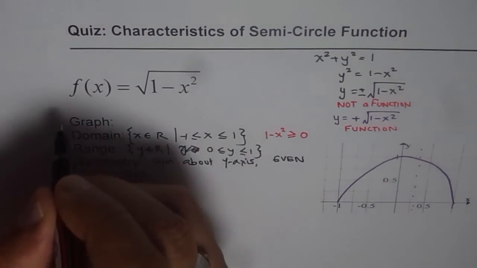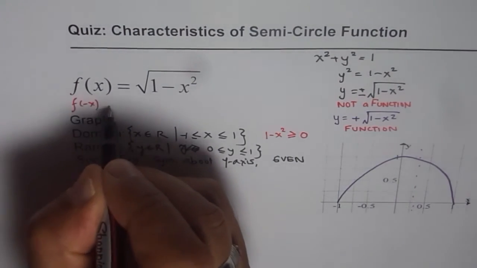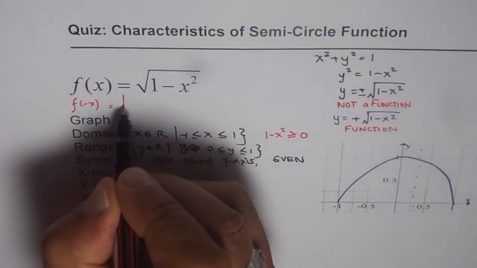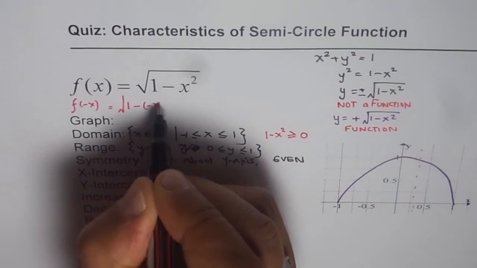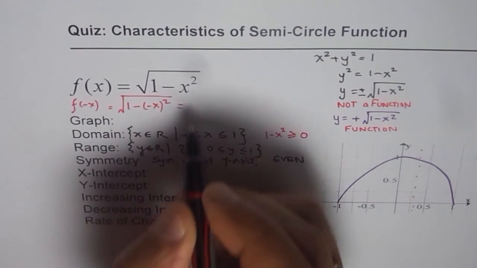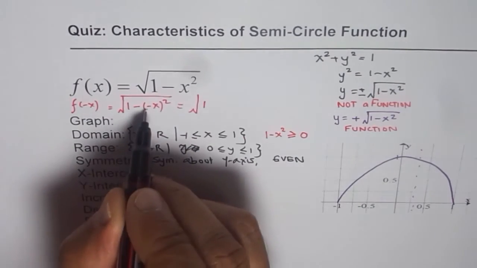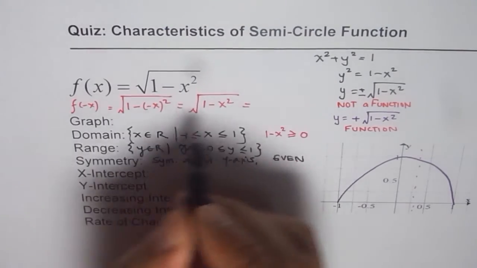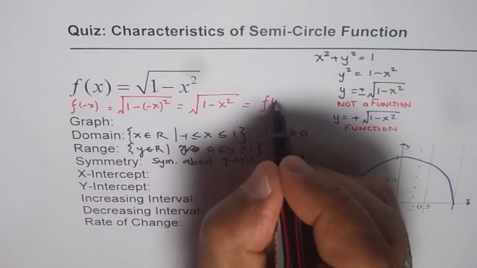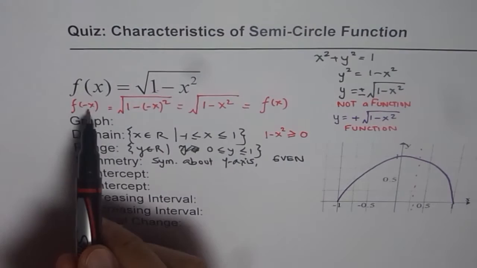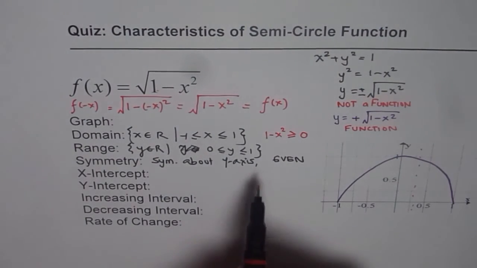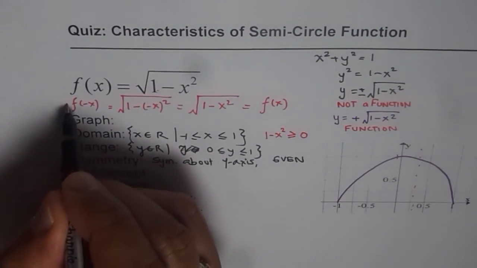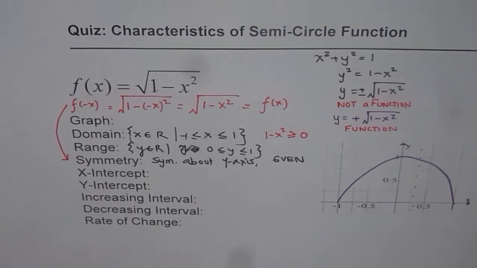So what you can do here is you can find what is f of minus x. If I replace x with minus x, what happens? I get 1 minus x whole square, right? So that gives me square root of 1 minus x whole square, which will be plus, right? So we have square root of 1 minus x square, and that is f of x, right? So we see f of minus x is same as f of x, and therefore it is even symmetry. So that gives us that answer. Correct? So that is another part of this question which you should understand.